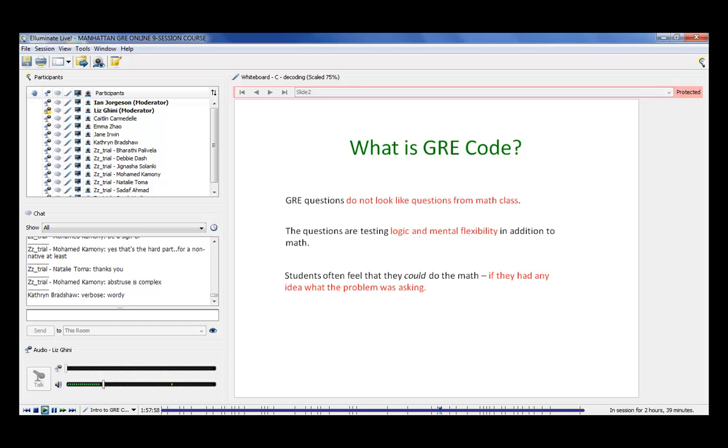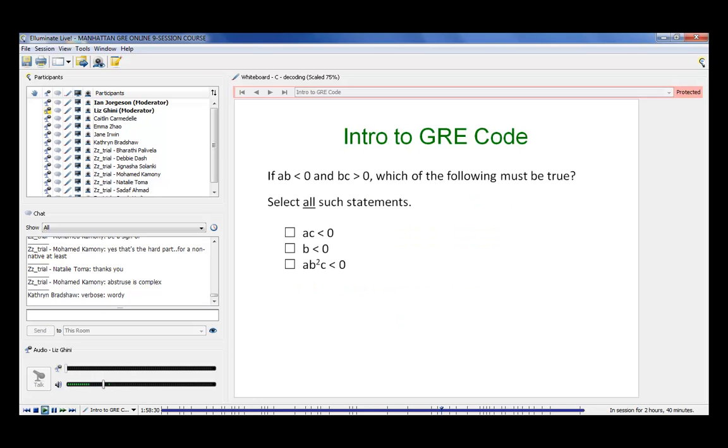Students often think that they could do the math if they knew what the problem was asking. Most people are rushing because the test is time pressured. But the real solution is to take the time up front to figure out what the question is asking. You can't solve anything that you don't understand. And the GRE often asks things in complicated ways. We call these complicated ways GRE code. You need to learn the code so that you understand what's being asked.